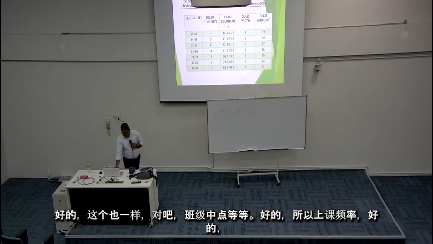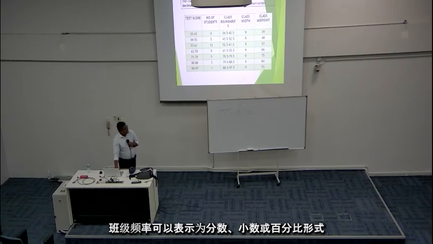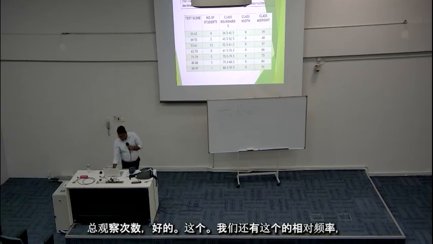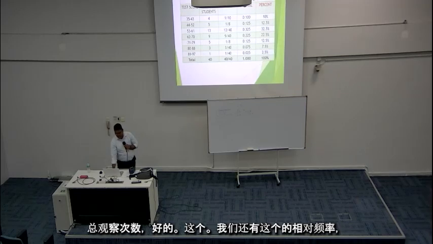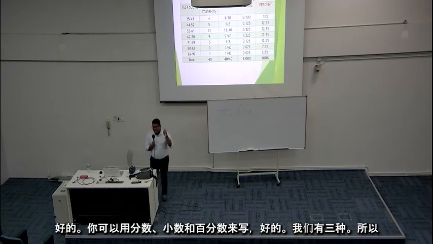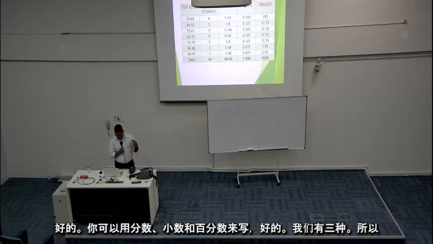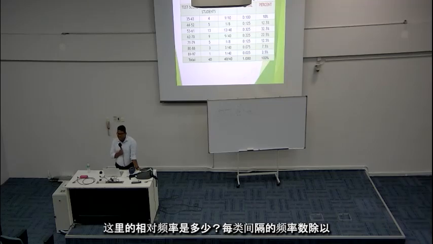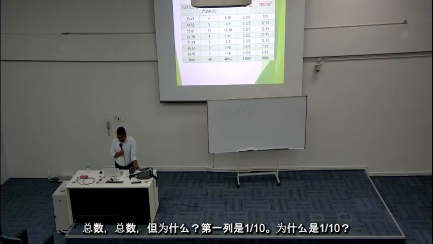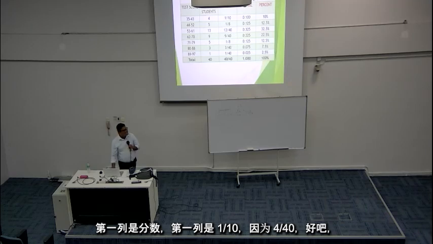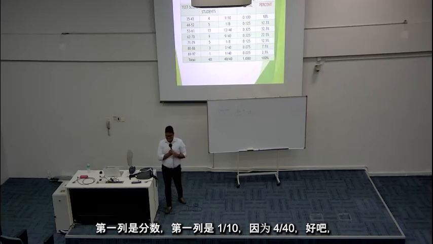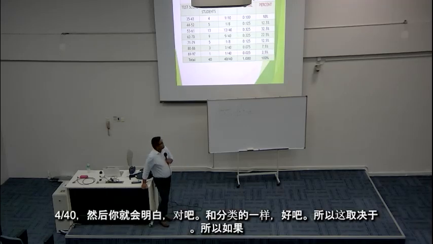The class frequency can be expressed as a fraction, decimal or percentage of the total number of observations. We also have the relative frequency, which you can write as a fraction, decimal, and also a percentage. What will be the relative frequency here? The frequency for each class interval divided by the total number of observations. Why is the first one 1/10? Because 4/40, and then you follow.